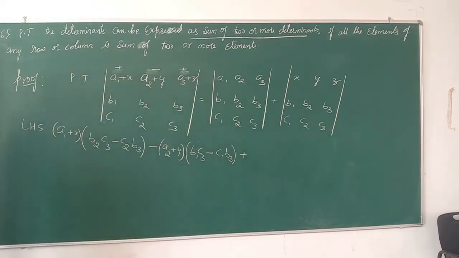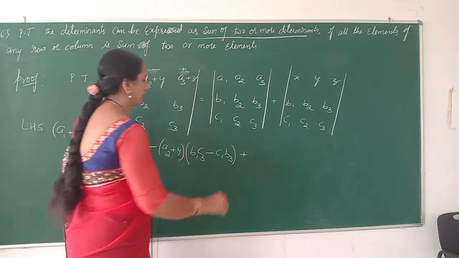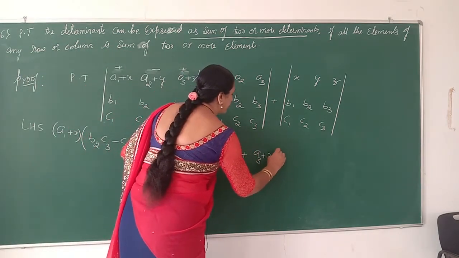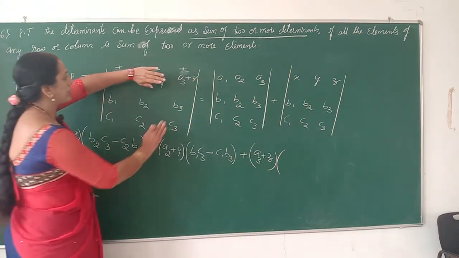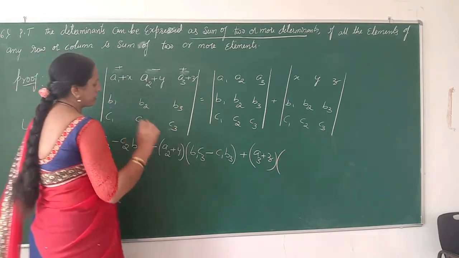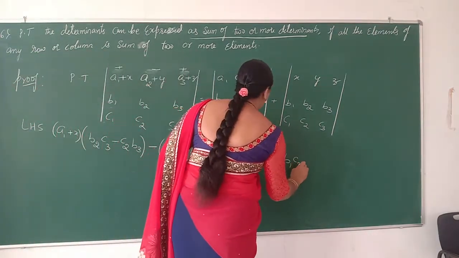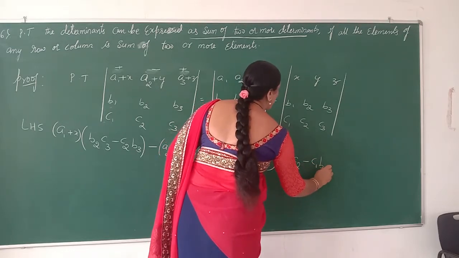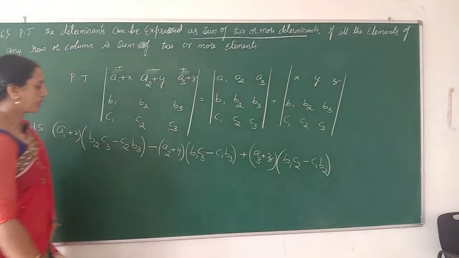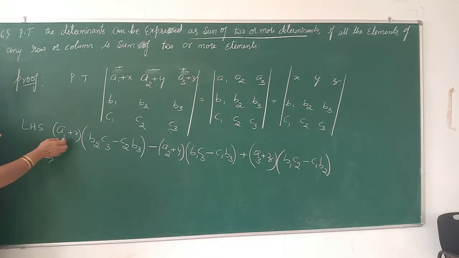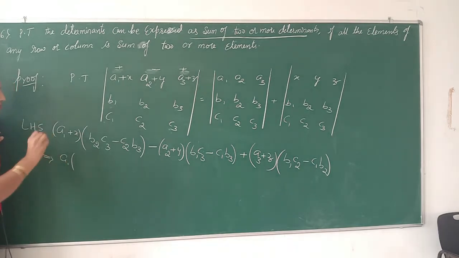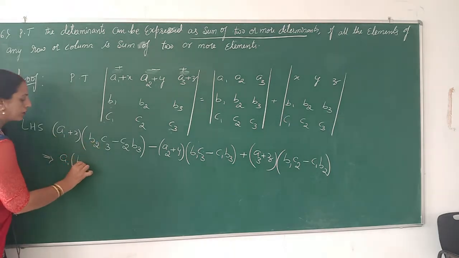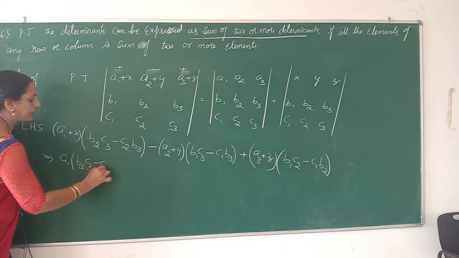Similarly, third element. So third element is A3 plus Z. A3 plus Z is an element of the first row and third column, and these elements get neglected and the remaining get cross multiplied, that is B1C2 minus C1B2. So simplify, distributing both of the elements. First we multiply with A1 and after that the same pair is multiplied with X. But one of the distributions is in the form of A1 of B2C3 minus C2B3.